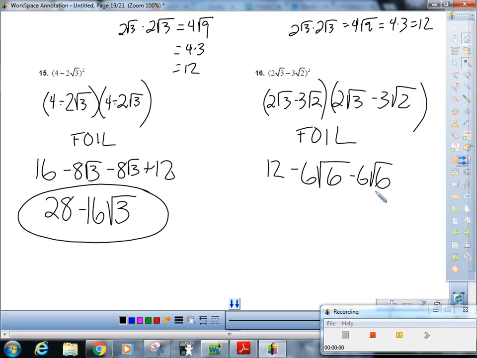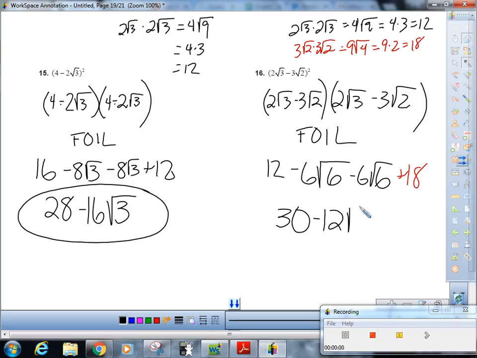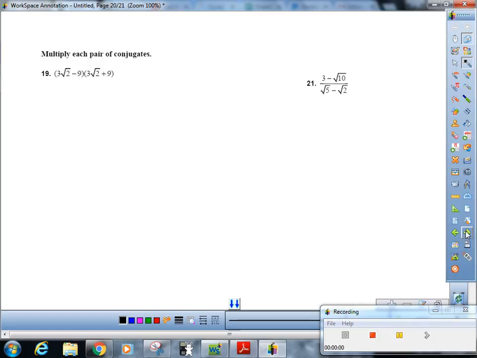And last, 3 radical 2 times 3 radical 2 equals 9 radical 4. 9 times 2, 18. Okay, so you get 30 minus 12 radical 6. Not easy. Doesn't mean you shouldn't try it. Okay? All right.